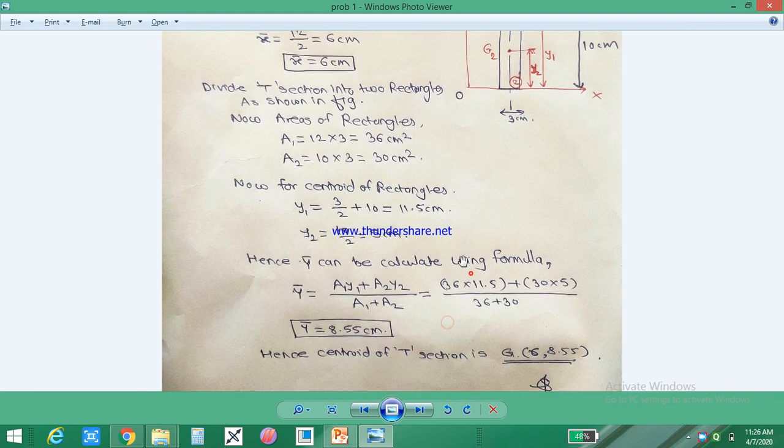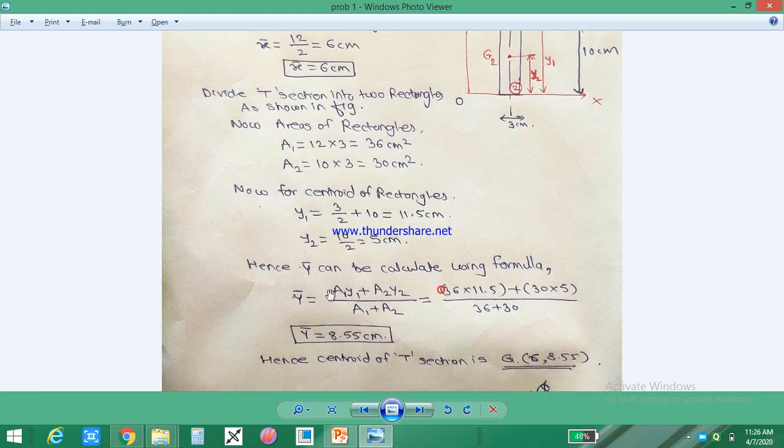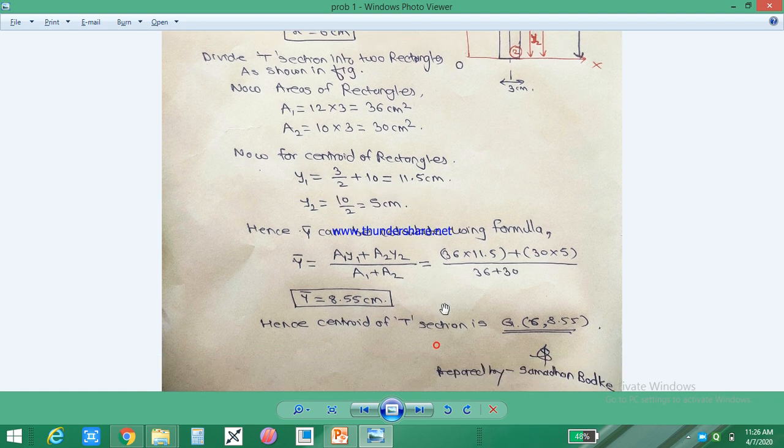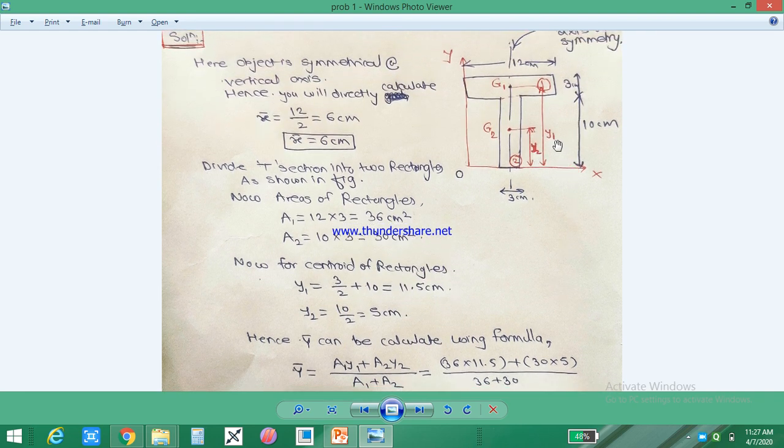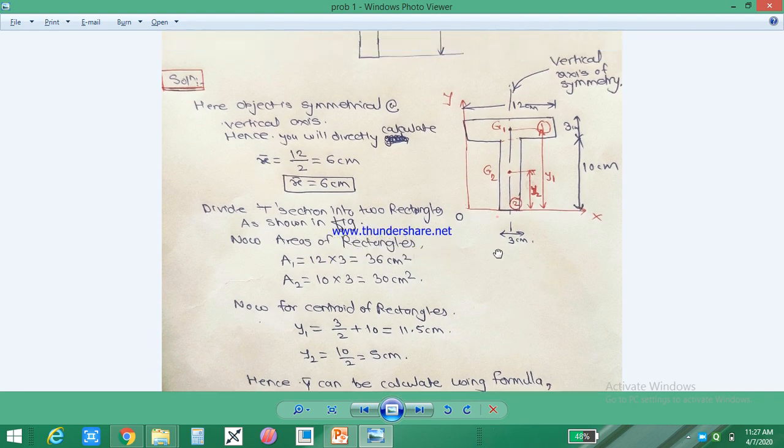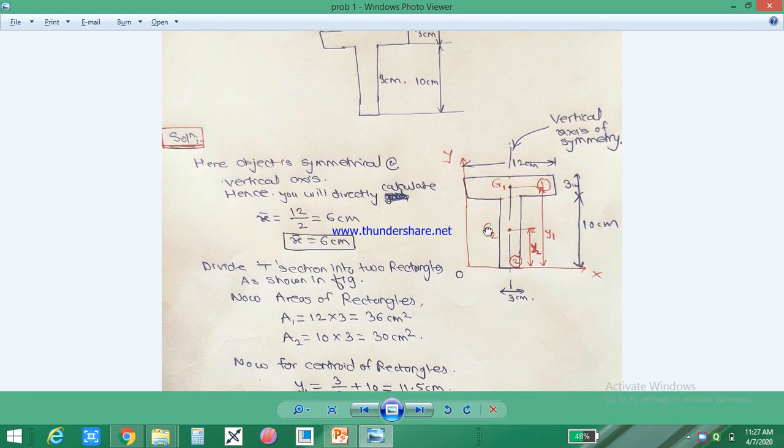Now here is the formula which we have to learn. Y bar can be calculated using the formula y bar is equal to a1 y1 plus a2 y2 divided by a1 plus a2, and x bar we have already calculated. Just put a1, a2, y1, y2 in this formula and you will directly get y bar equal to 8.55. The centroid of this T section is G at 6, 8.55, which is the coordinate of the centroid of this composite figure. In this way you can calculate the centroid of this T section.